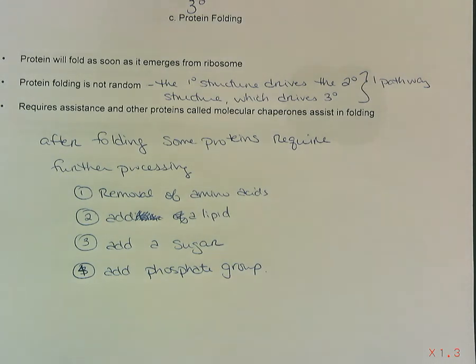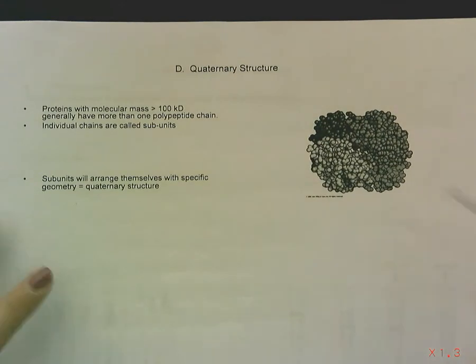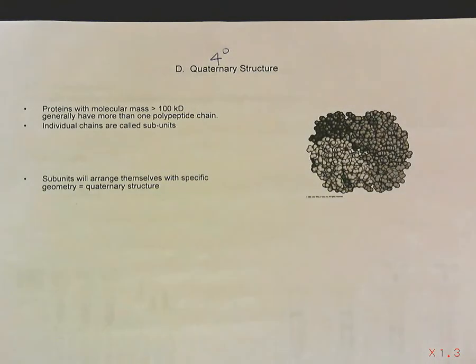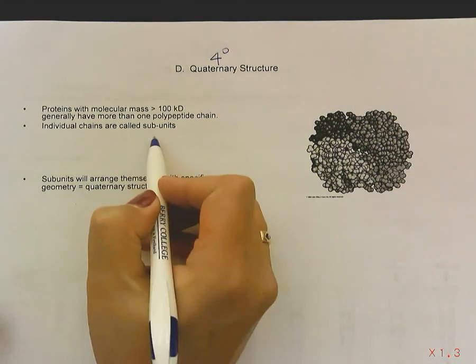All right, so all those things happen after we've gotten our protein into its 3D structure. Good there? Then let's talk about quaternary structure. Typically, proteins that have a molecular mass greater than 100 kilodaltons have that mass because there is more than one polypeptide chain, interacting with itself or with each other. These individual chains are called subunits.